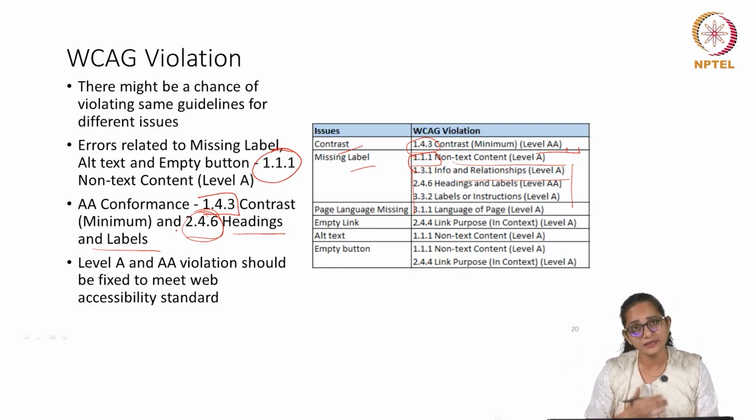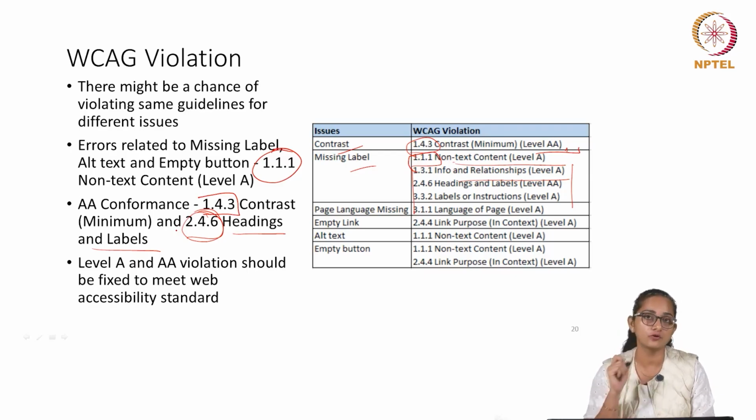In the architecture, in the code, they should be labeled as heading 1, followed by subheading 1, subheading 2, because then the screen reader reads it accordingly like a heading. Heading labeling has to be there.